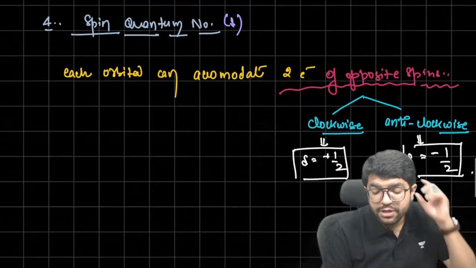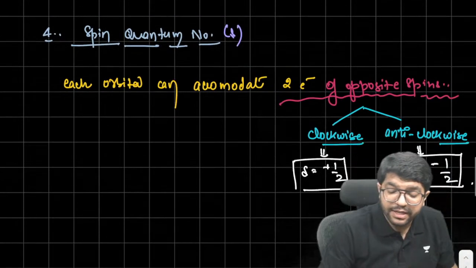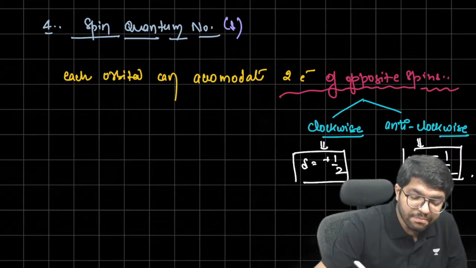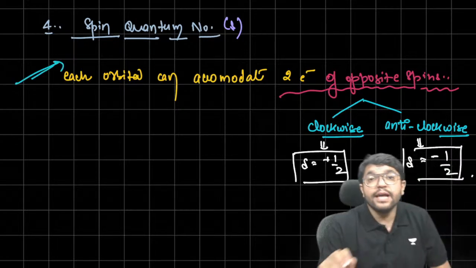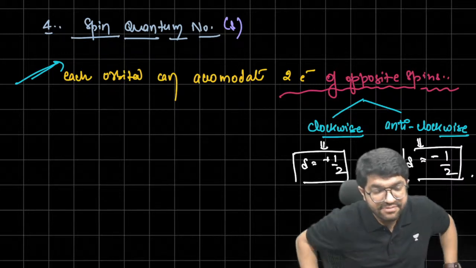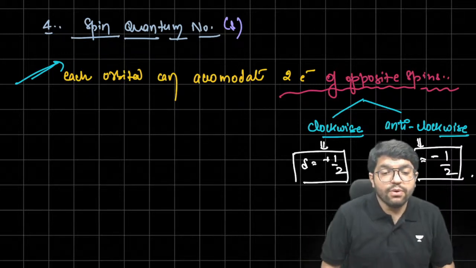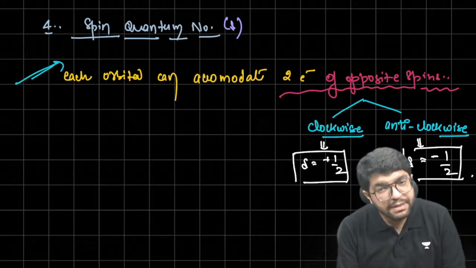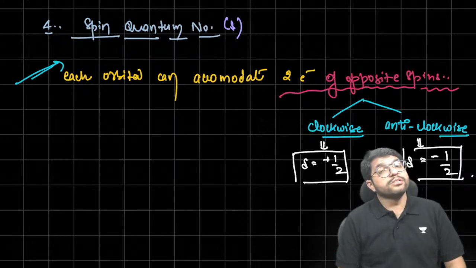So what happens is spin quantum number tells that each orbital can accommodate two electrons of opposite spin, and the values are plus half and minus half. This is what the spin quantum number talks about.